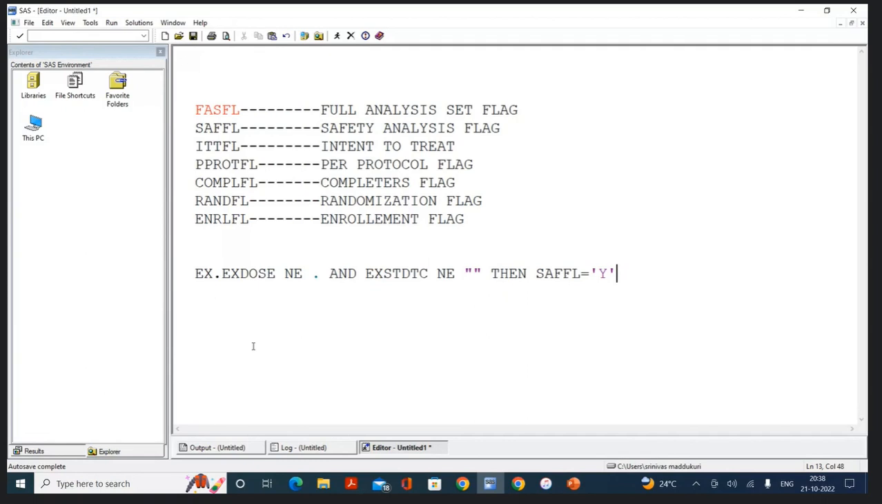Very, very important question. If somebody is asking about any population flag, this is the first flag they are going to ask you. What is SAFFL? Tell me the logic or algorithm for SAFFL. How can we define SAFFL? If a subject has taken at least one treatment dose, one study drug, then we are going to consider him for the safety analysis population. Understand everybody? Is this clear?